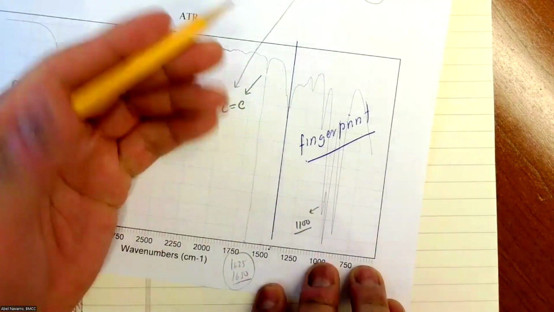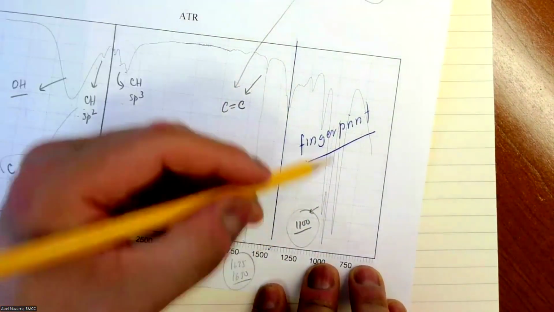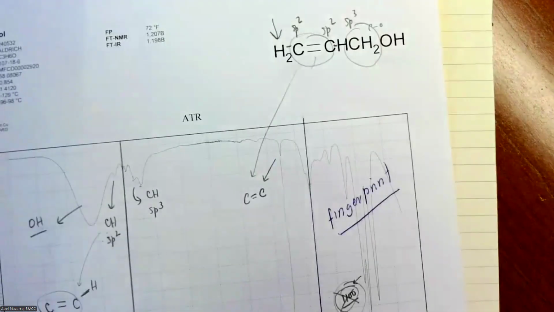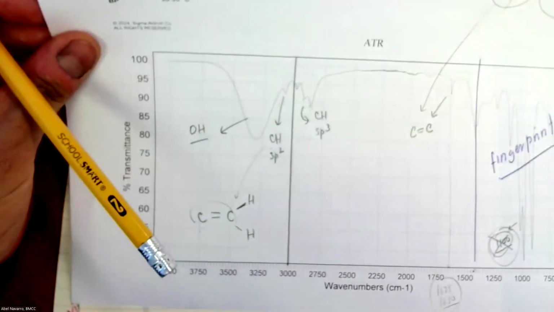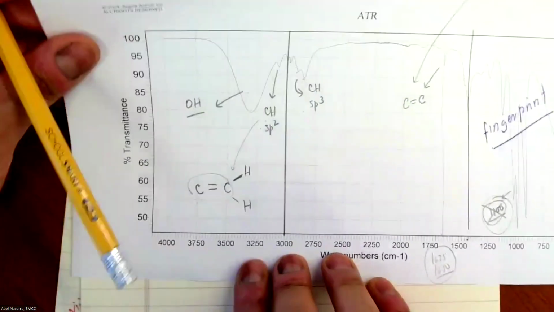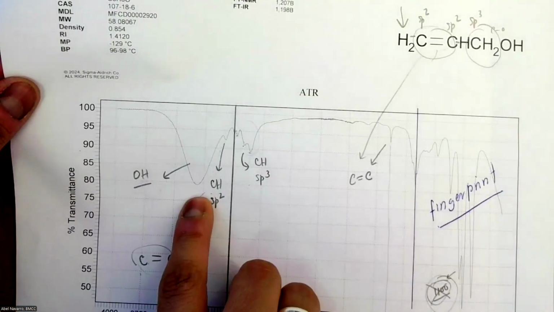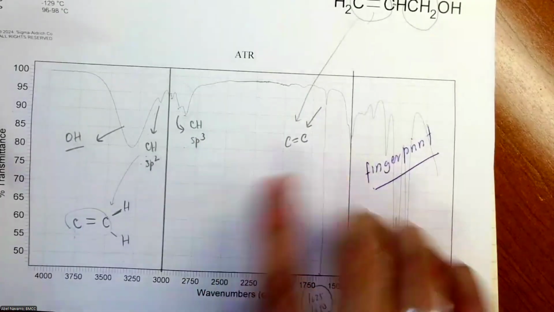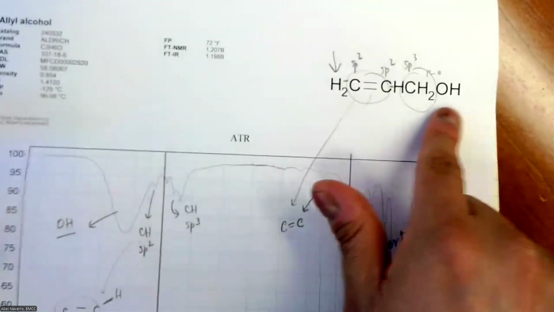But do I need to label it? No, because it's in the fingerprint. I'm just telling you because it is present, because I know that it's at 1100 and normally it's a very intense peak. Okay, OHs, we're done with this molecule. OH, CHSP2, CHSP3, CCC. Perfect, done. I see everything here. Okay, good.